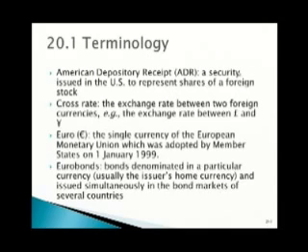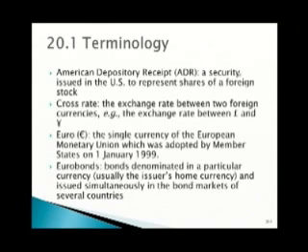The terminology, just some terms here. An American Depository Receipt, ADR, is a security issued in the U.S. to represent shares of a foreign stock. Cross rate is the exchange rate between two foreign currencies. So, for example, the exchange rate between British pounds and Japanese yen.